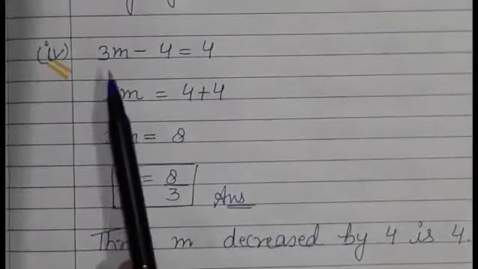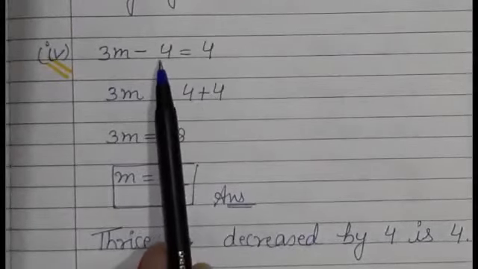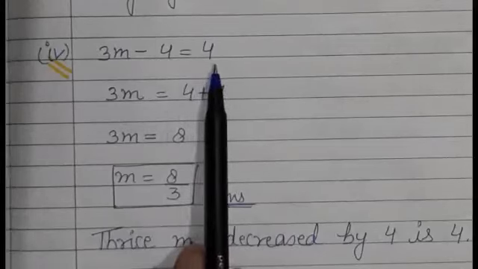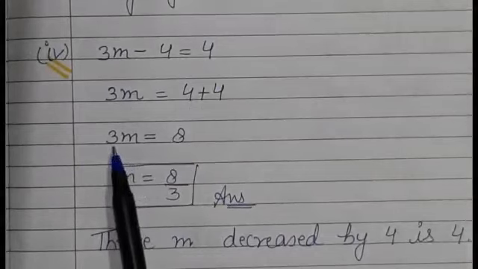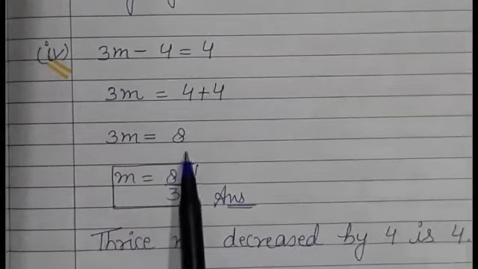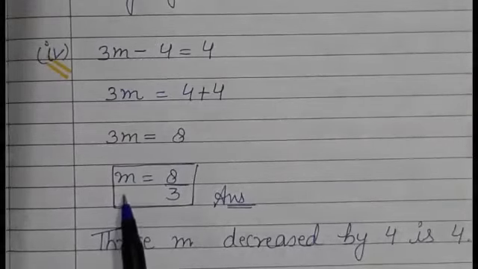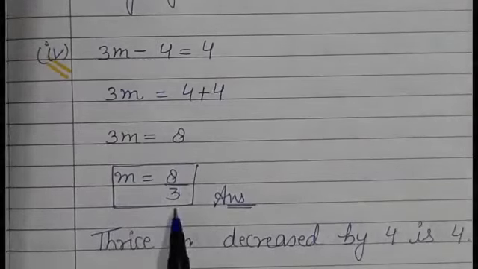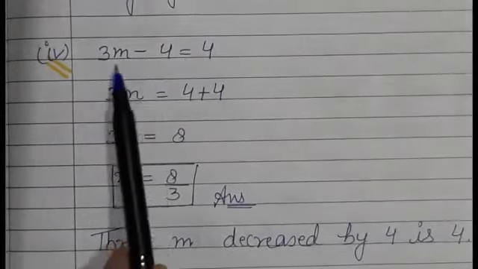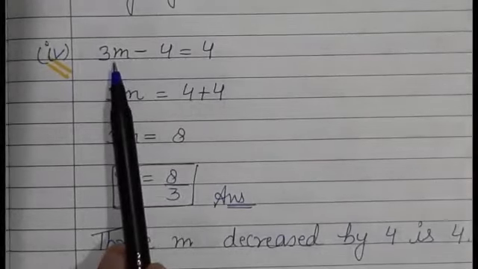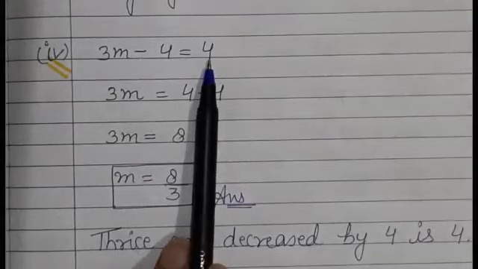Similarly, this fourth part, 3m minus 4 is equal to 4. First transpose this minus 4 to that side, right hand side, minus becomes plus. 4 plus 4 is 8, and when we transpose 3 to right hand side, it becomes division. So the value of m will be 8 by 3, right? So now convert this equation into statement. Thrice of m decreased by 4 gives 4, right?